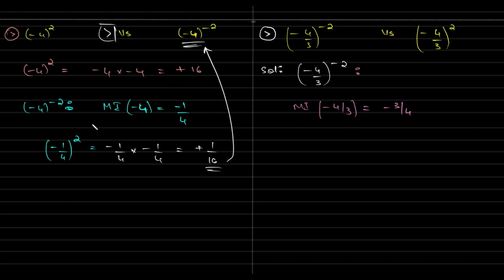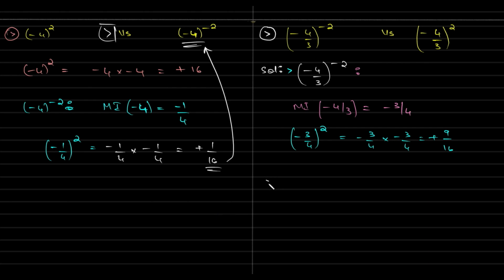Next, I need to substitute it over there. So this will be negative 3 by 4. I should change the sign of the power to square. So negative 3 by 4 into negative 3 by 4. Negative into negative is positive. 3 into 3 is 9. 4 into 4 is 16.